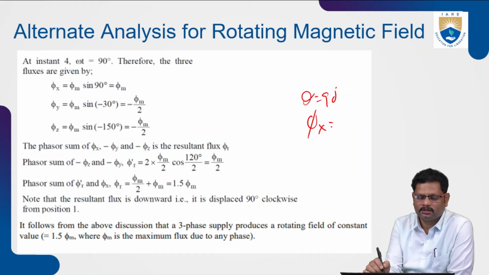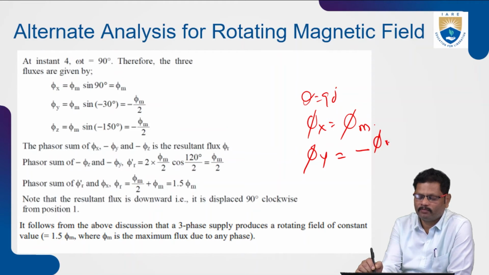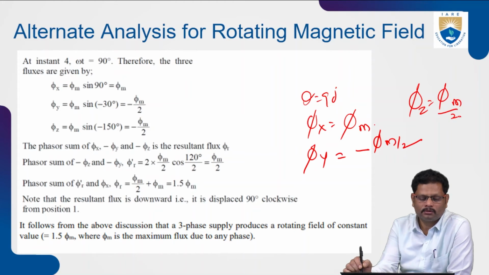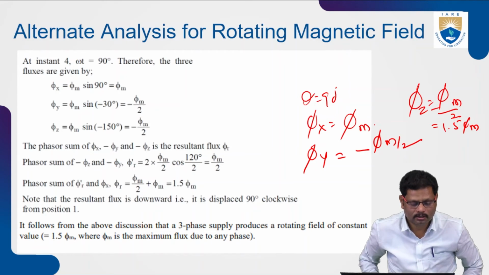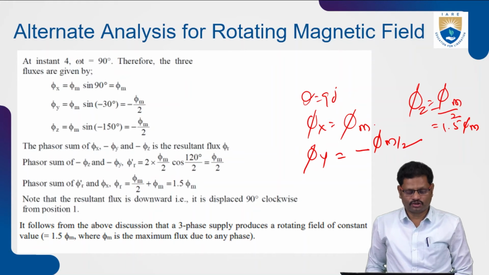So phi x equal to, since it is sin 90, its value is 1, so the maximum value will be phi m. In the case of phi y it will be minus phi m by 2, and in phi z it will be plus phi m by 2. So the phasor sum of minus phi z and minus phi y equals 1.5 times minus phi m. So the resultant flux is downward, that is, it is displaced 90 degrees clockwise from position 1.